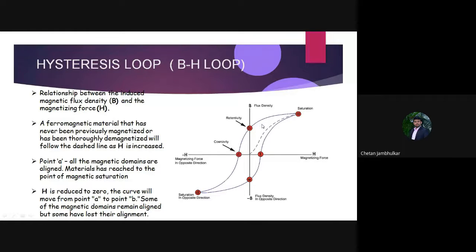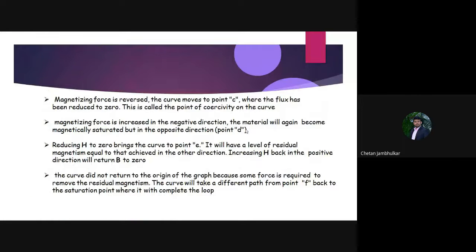Then H is reduced to 0, and the curve moves from A to B. Some of the magnetic domains remain aligned, but some have lost their alignment. When the magnetizing force is reversed, the curve moves to C, where the flux has been reduced to 0.